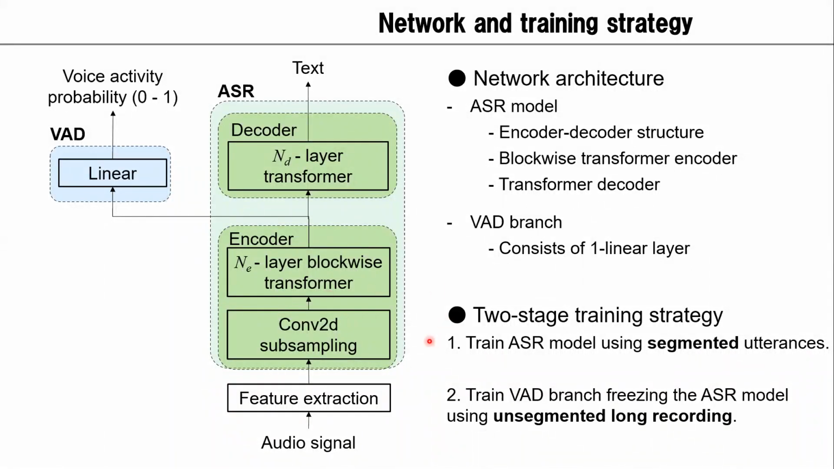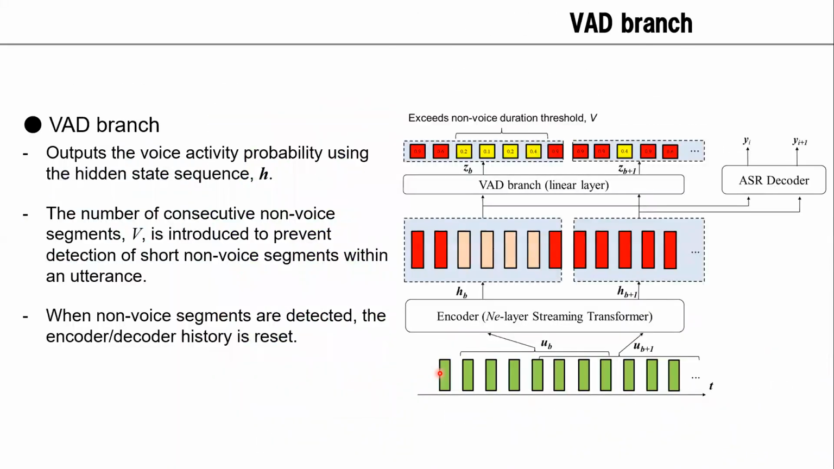First, a conventional streaming ASR model is trained using paired data of segmented utterances and the corresponding text sequences. Then the VAD branch is trained while freezing the pre-trained ASR model using unsegmented long recordings. Let me explain the details about the VAD branch and how to use it during decoding on the next page.